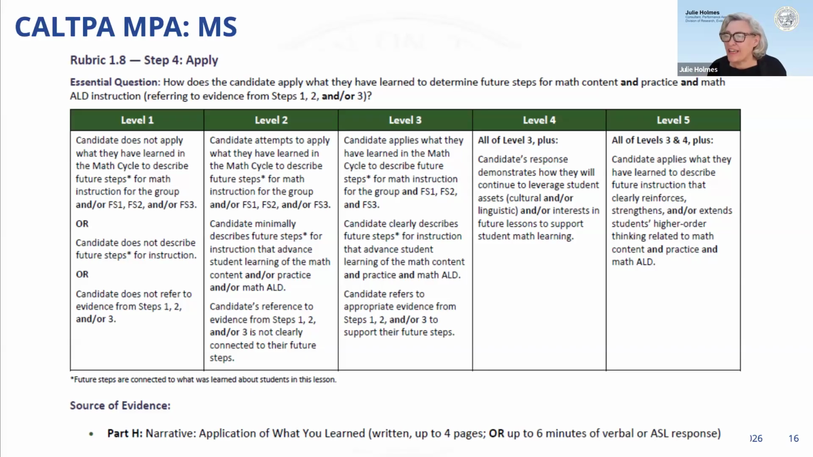clearly describing future steps for instruction that are going to advance the students' learning of the math content and the math practice and the academic language development. So those big 3 concepts. So they're really clearly thinking through all of that and describing future steps. And then they are referring back to evidence. So they're going back to their planning, their teaching, their reflection, and they're pulling something from that as they go back and they make those connections.